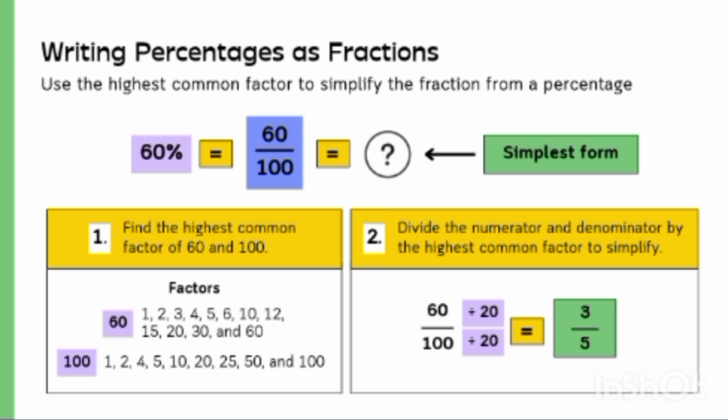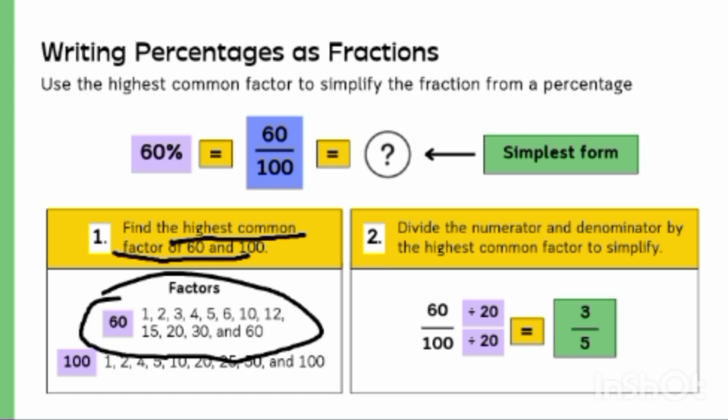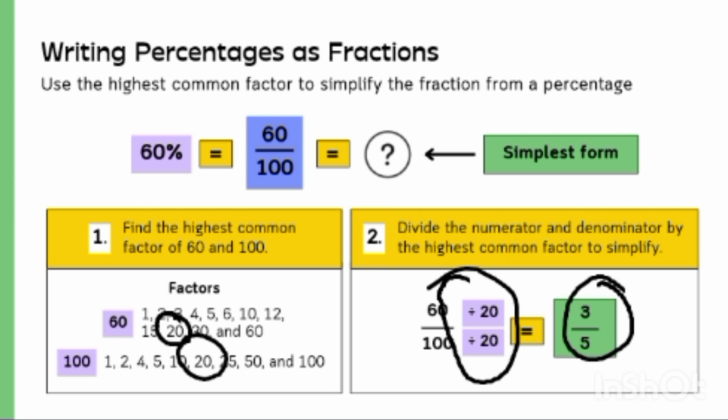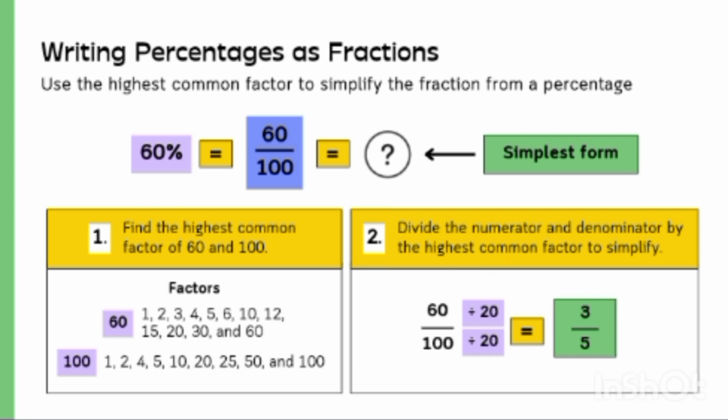Over here, what they did is, the first step is to find the highest common factor of 60 and 100. They noticed that the highest common factor of 60 and 100 is 20. So they divided 60 by 100 by that number, and the result is the simplest form of 60 by 100.